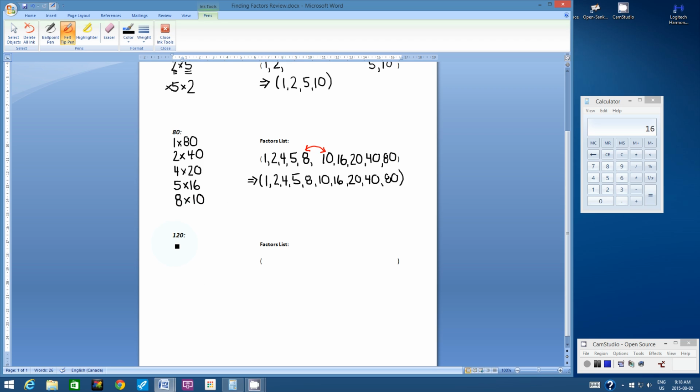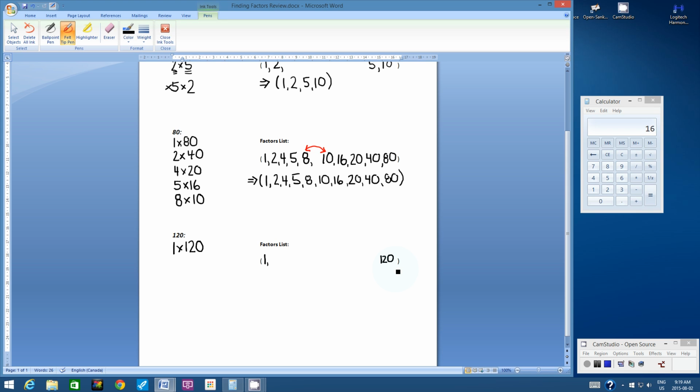So the first pair is easy. We know that 1 times 120 is 120. So hopefully you've added that to your factors list. 1, 120. Okay, write neat, write small.